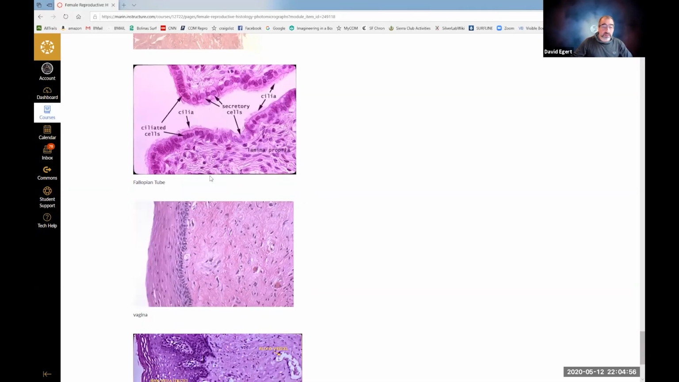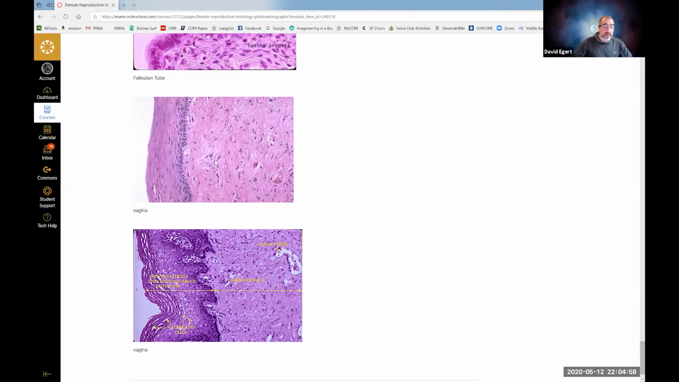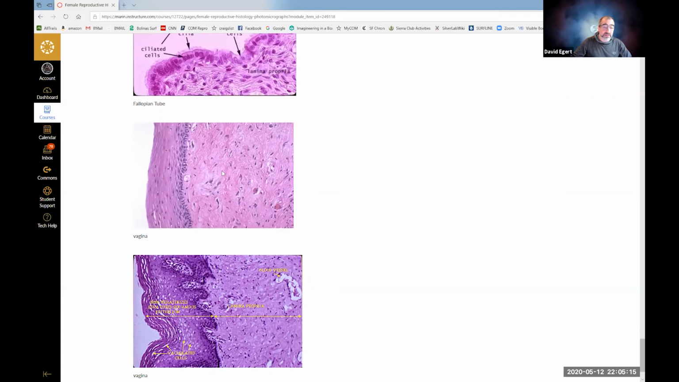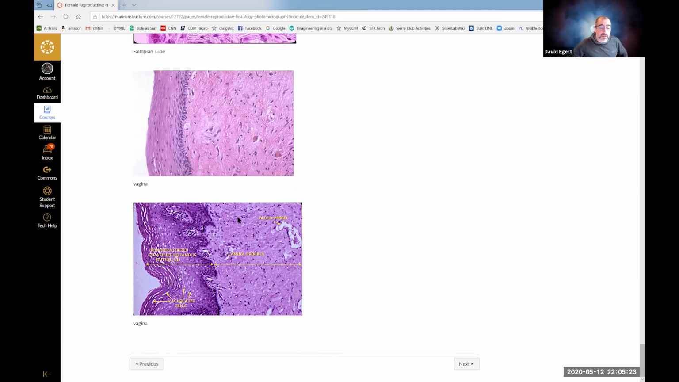So that is that. This is pictures of the vaginal wall. Again, classic stratified squamous epithelium. Then the lamina propria is just this connective tissue. It's, again, highly vascularized. Lots of blood vessels that engorge, but basically it's a mucosa, a stratified squamous epithelium on a layer of connective tissue.